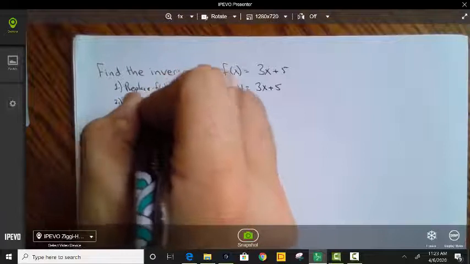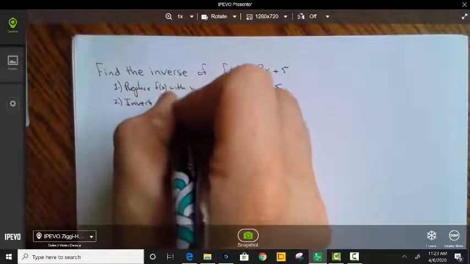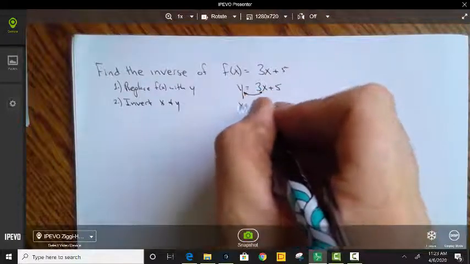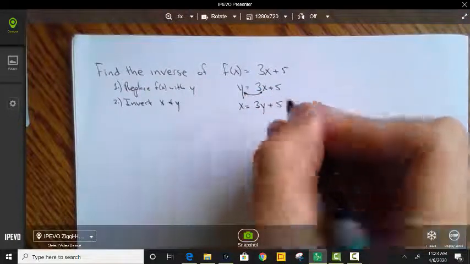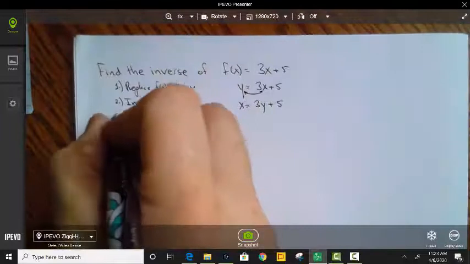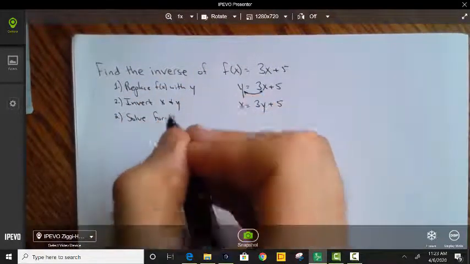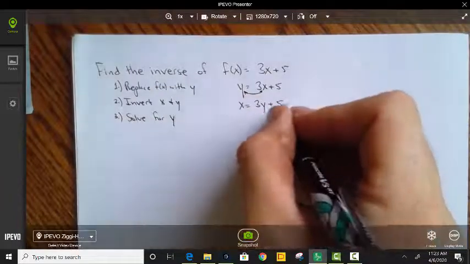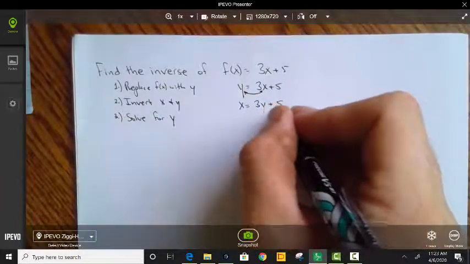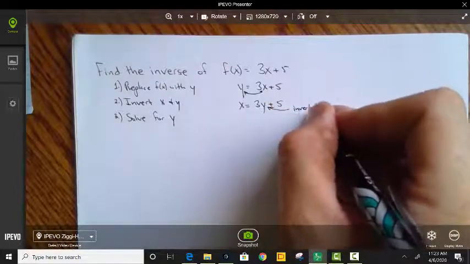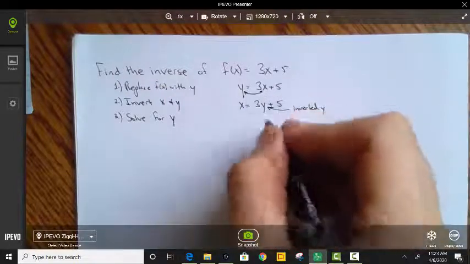Step 2 is we're then going to invert x and y, which means we're just going to take x and y and switch them. Okay, so we're going to invert them. And then step 3 is going to be to solve for y. So now to get this new y, which we'll call the inverted y, we're going to solve for it, which means just get it by itself.